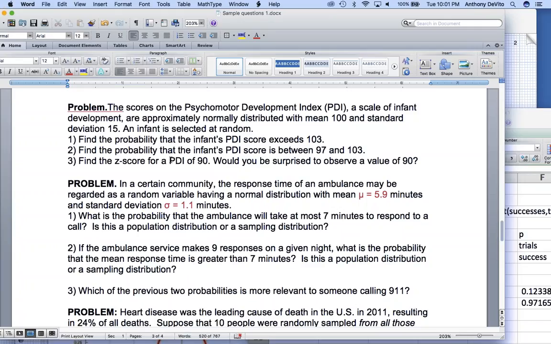And find a z-score for a probability of 90. Would you be surprised to observe a value of 90? So let's sketch that out.